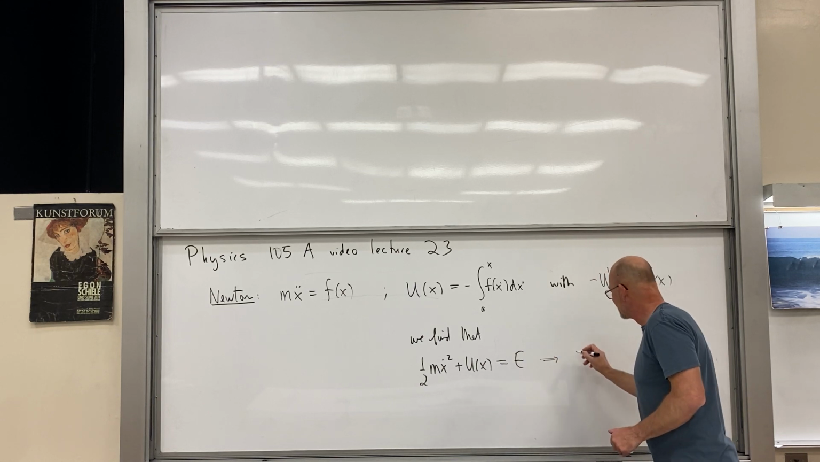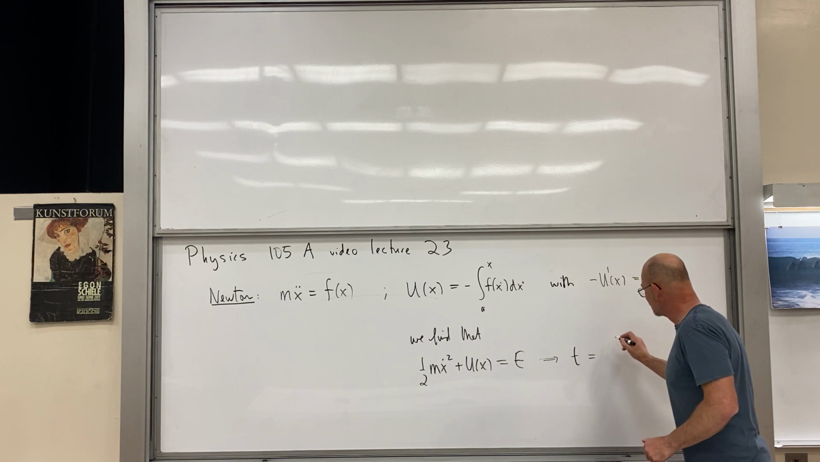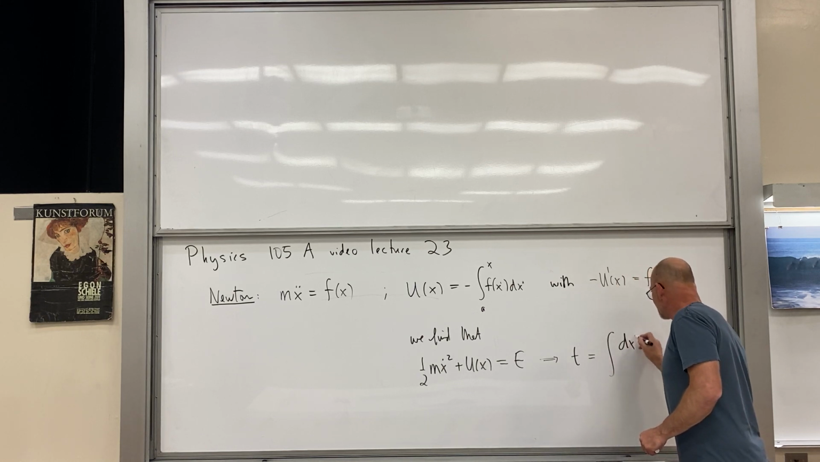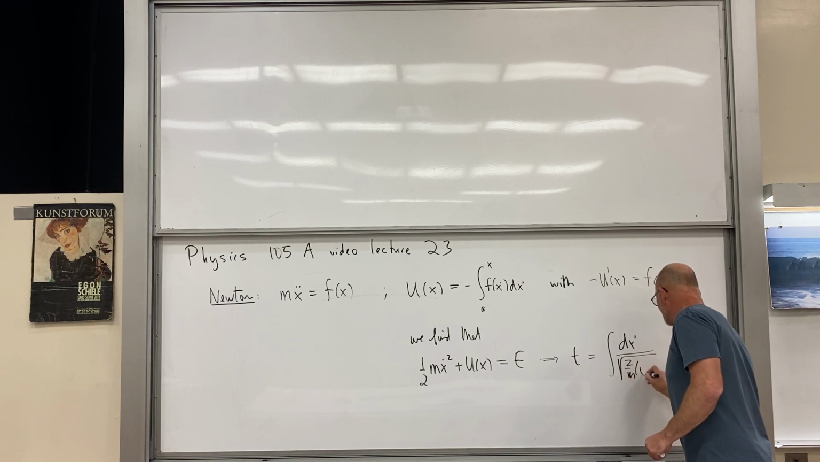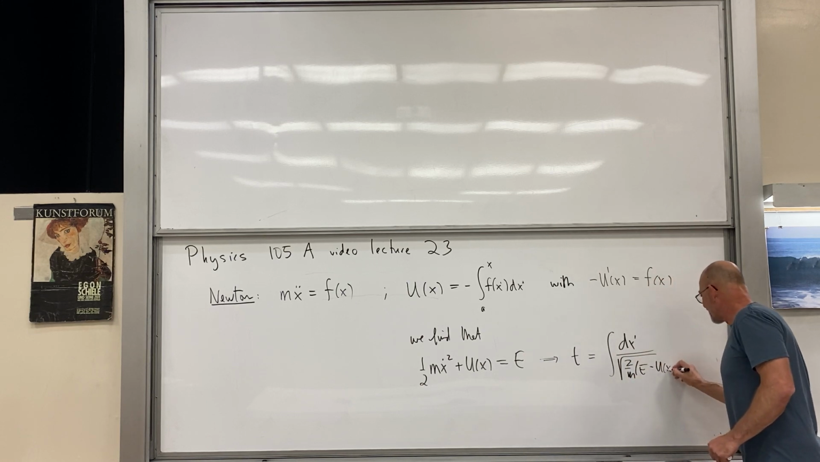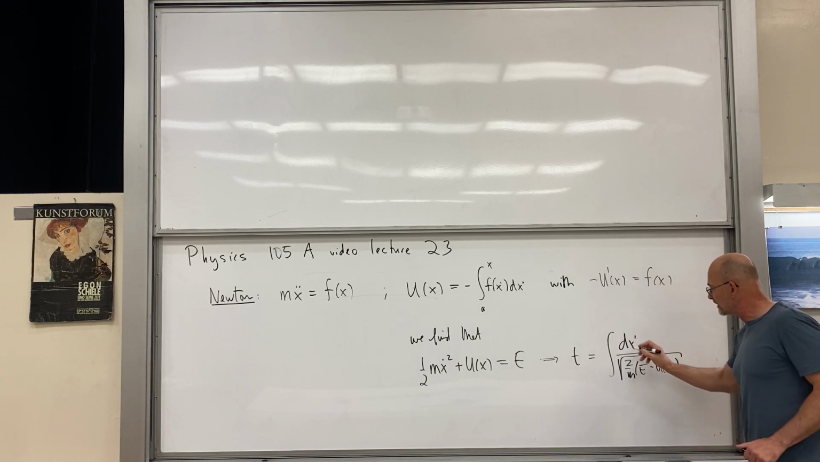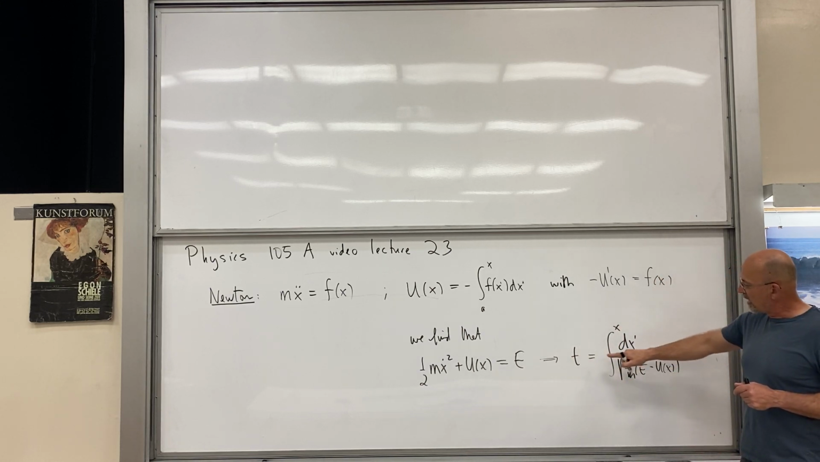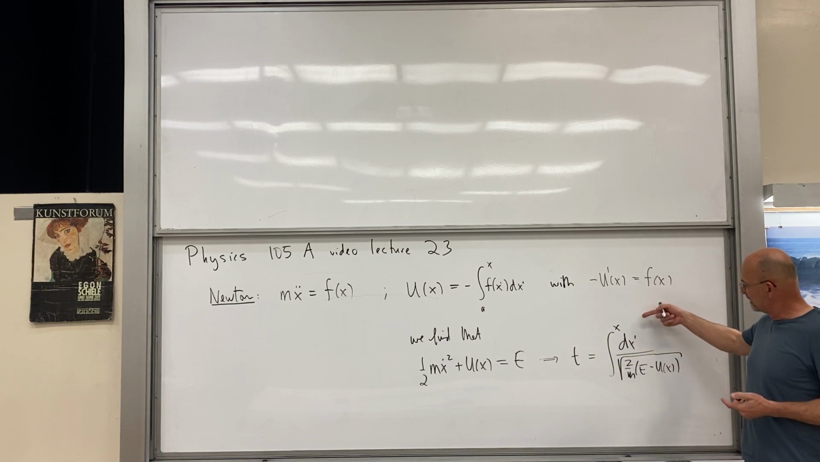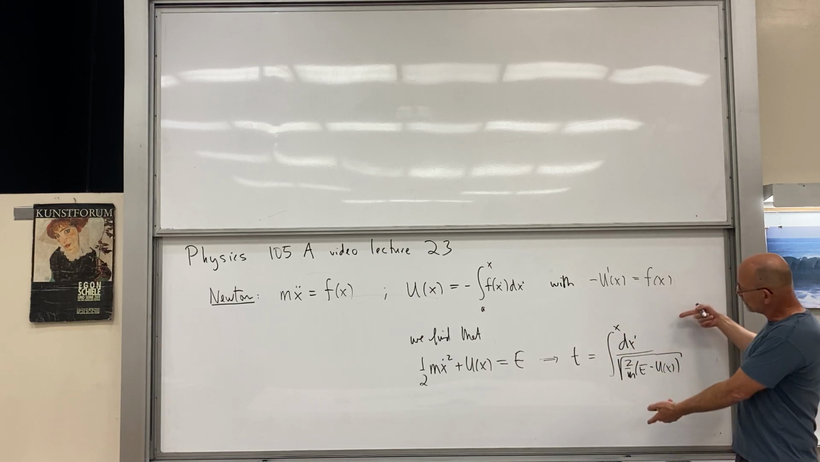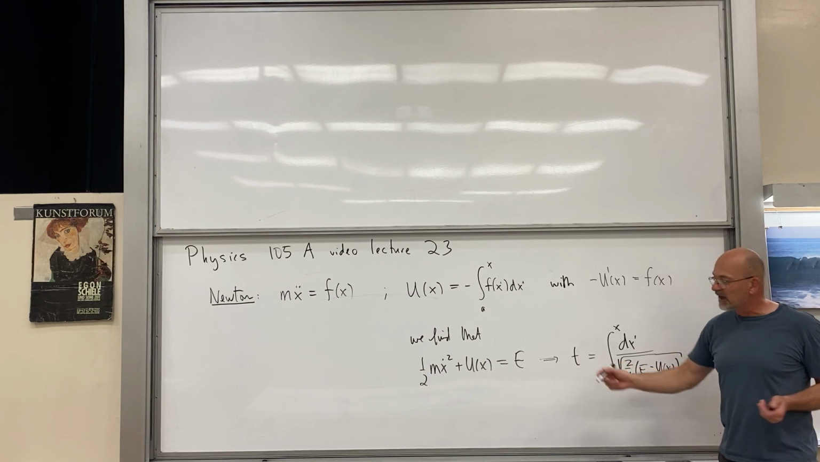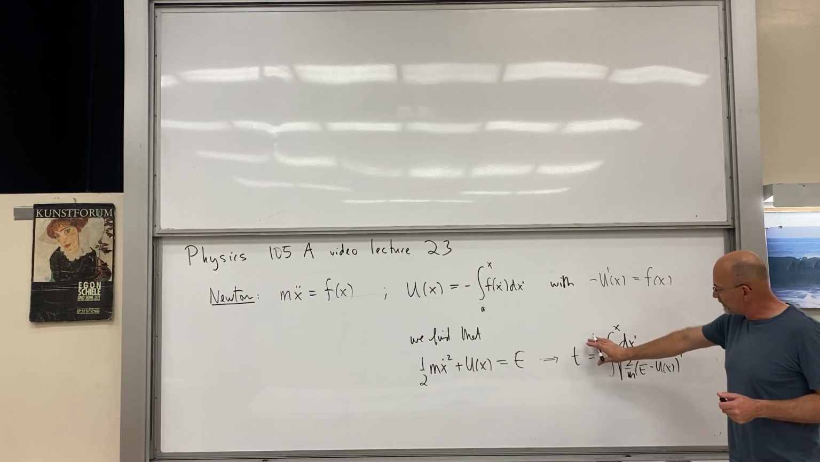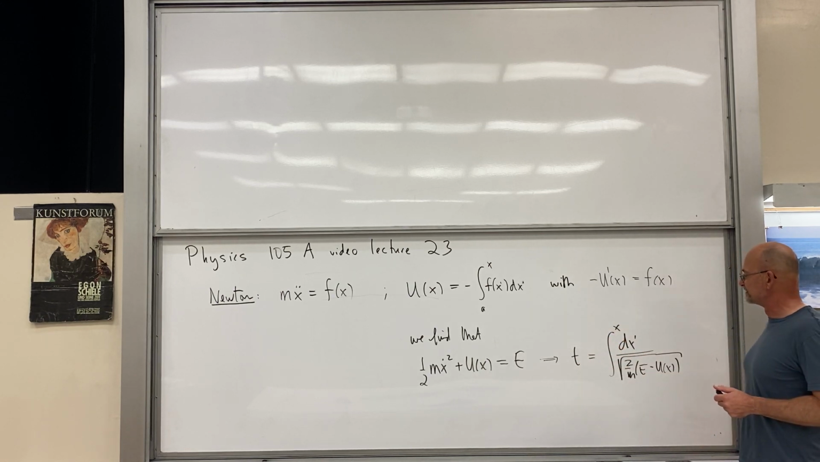Then we have t is equal to the integral of dx prime over root 2 over m times e minus u of x. This was our fundamental solution method, and now we have t of x, and if we're able to invert this, do the integral, invert it, and get x of t, then we're done. Okay, so in a sense, this is the solution to the mechanical problem.